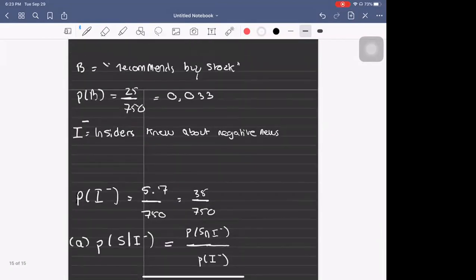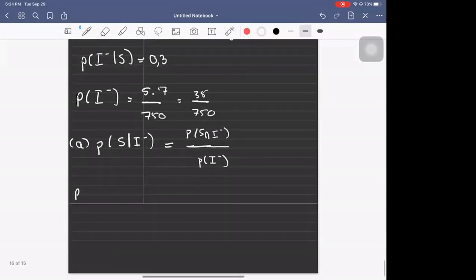So it's actually the probability, I just reversed them accidentally. Okay, so it's actually, reiterating the statement, the probability that insiders knew about the negative information, given that she said sell, is actually 0.3. Fair?